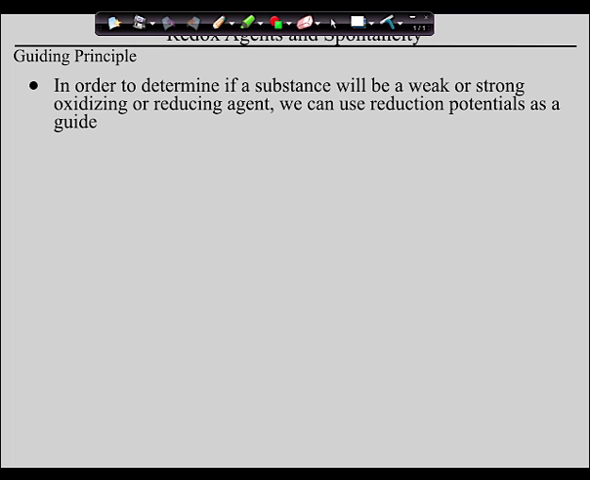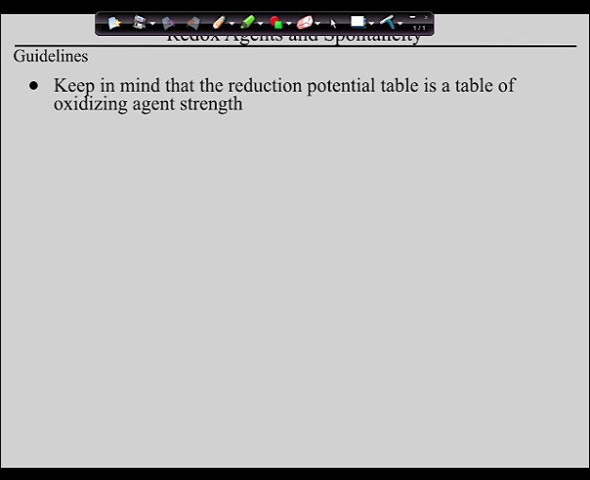In order for you to be successful with this, you need to remember that this is a reduction table. You may want to write this thought down. This is a reduction table, which means that it is a table that measures the ability of these substances to be reduced, right? But if these are the substances that are being reduced, what are they doing to the other guy?